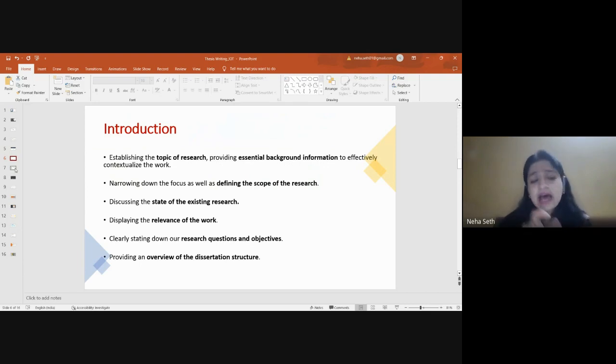And the last thing that we do in our introduction chapter is that we also provide the overview of our thesis. The heading that we give to this particular topic is chapterization, wherein we state what our first chapter is about, second, third, fourth, fifth, or whatever chapters you are having in your thesis, and what these chapters are talking about.